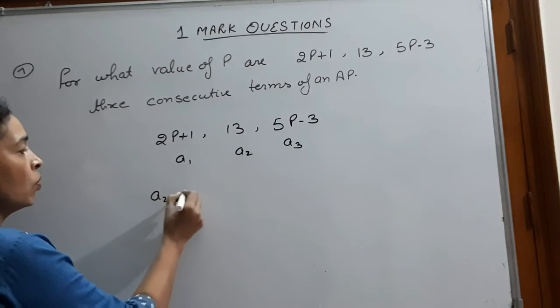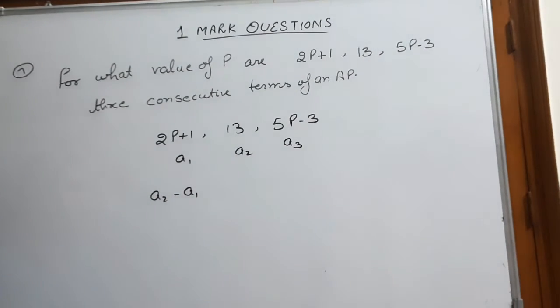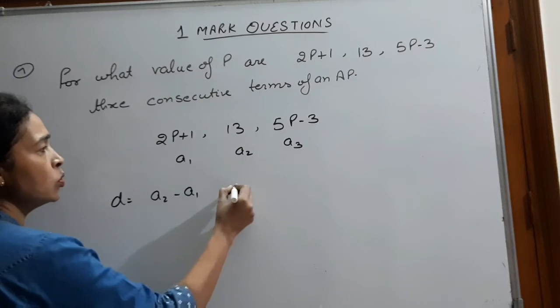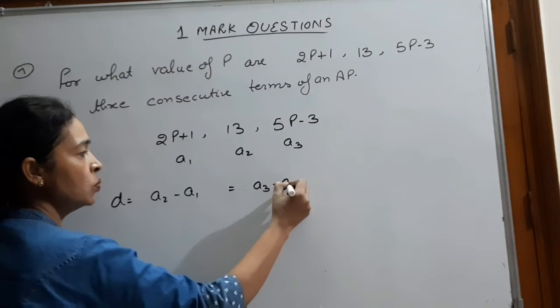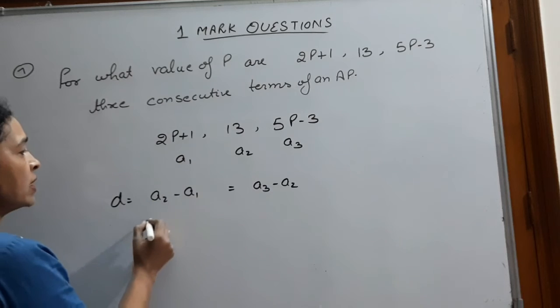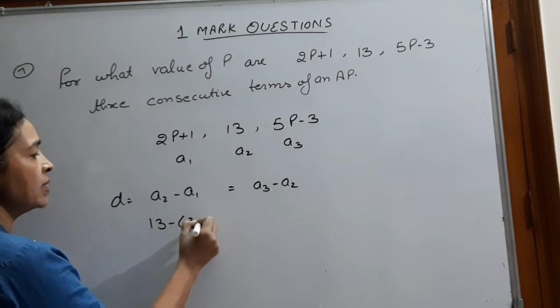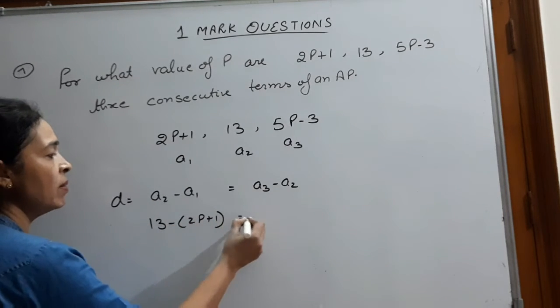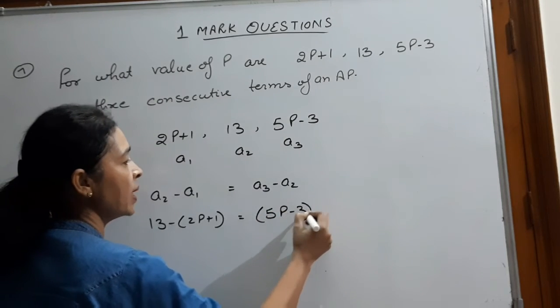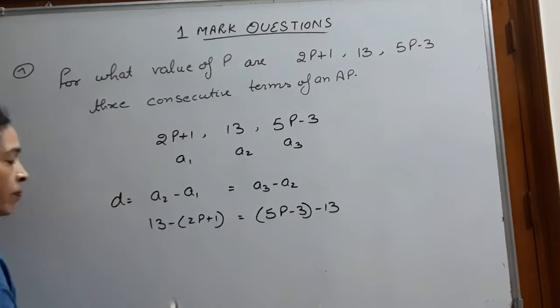It means what is common difference? A2 minus A1, and D can also be equals to A3 minus A2. This must also be a common difference. What is A2 minus A1? 13 minus 2P plus 1, and it will be equals to A3 minus A2, 5P minus 3 minus 13.